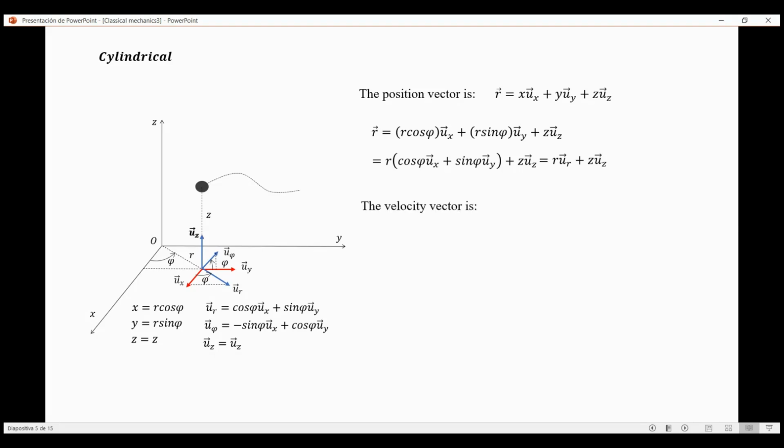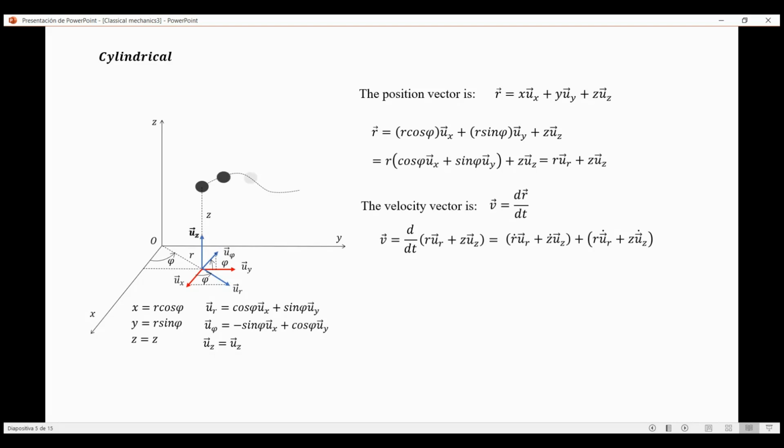To get the velocity vector, we simply have to derive in time the position vector, and applying the chain rule, this would be r dot ur plus z dot uz plus, and now we have to derive the unitary vectors, keeping the coordinates constant, r ur dot plus z uz dot.